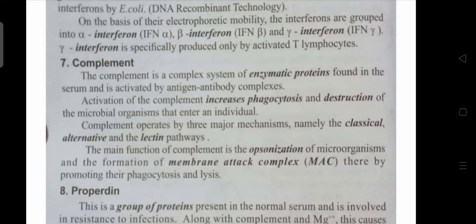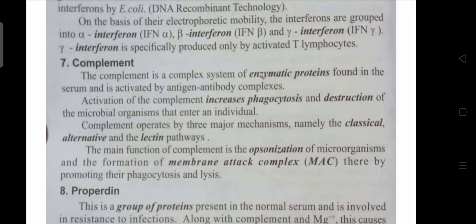So what is phagocytosis? Phagocytosis means the ingestion of invading foreign particles such as bacteria by an individual cell. So when the complement system is activated, phagocytosis increases, with destruction of certain microbial organisms. It also operates by three major mechanisms: classical, alternative, and lectin pathway. The main function is opsonization of microorganisms. Opsonization is the process by which particulate antigens are rendered more susceptible to phagocytosis.